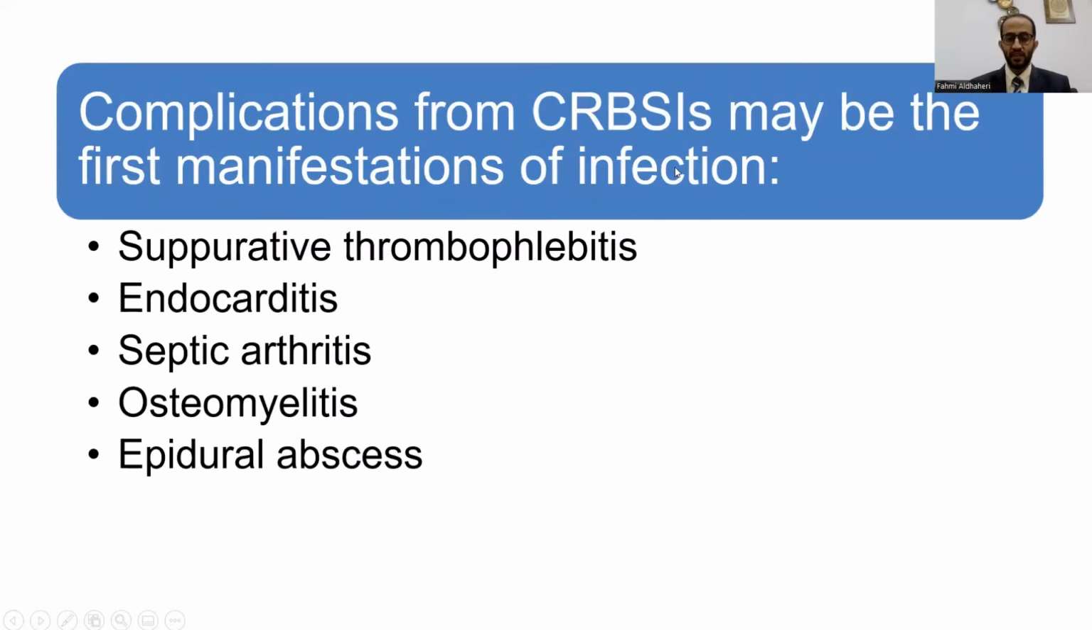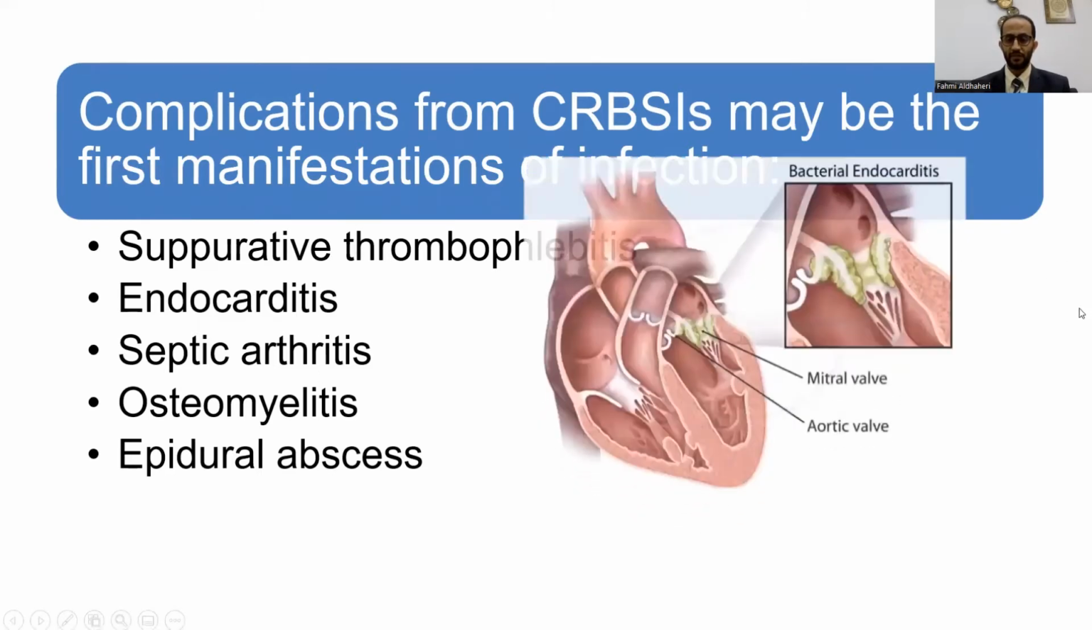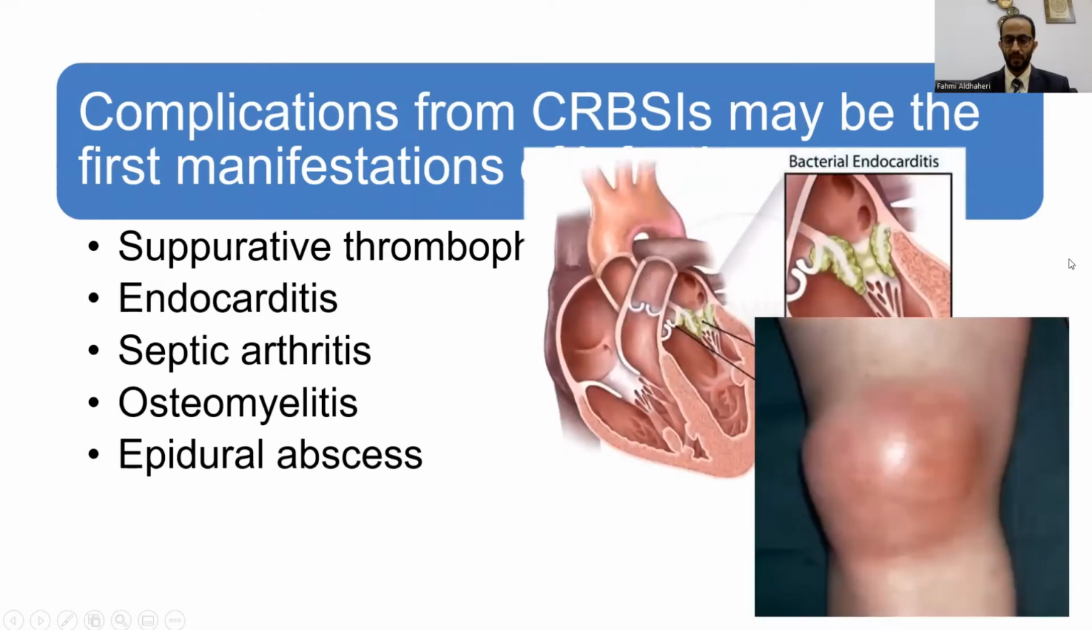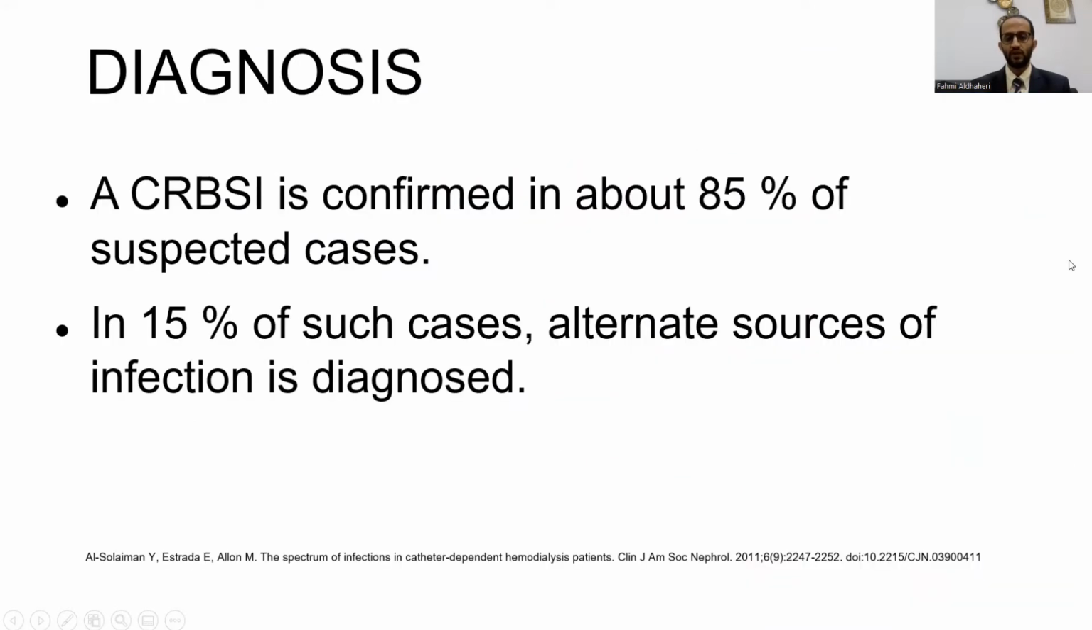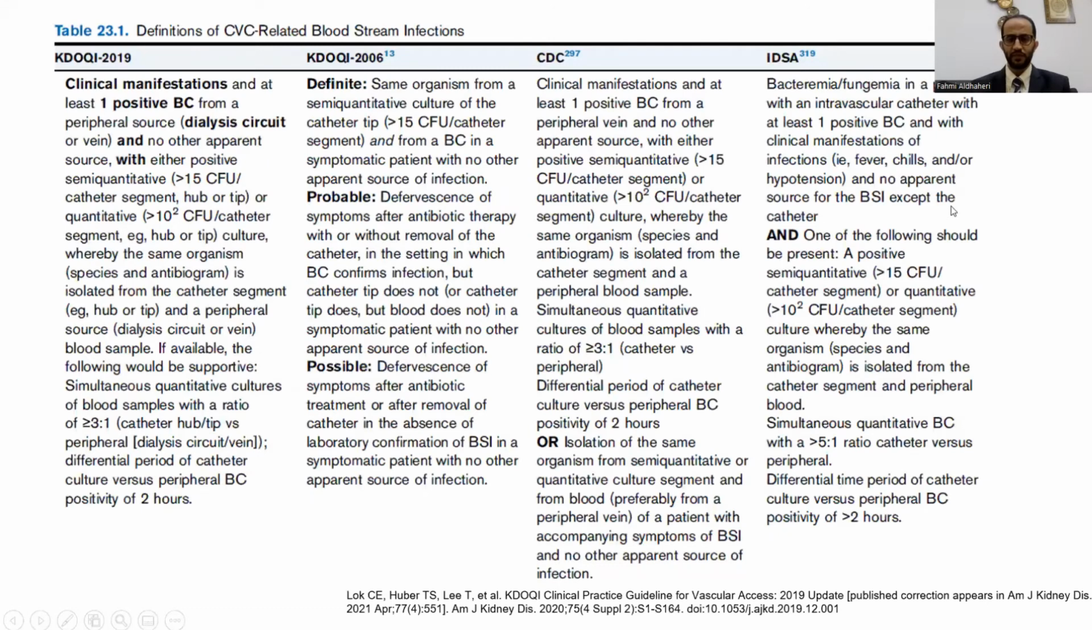Also, the patient can present with metastatic complication at the first manifestation of CRBSI. So they can present with infective endocarditis, septic arthritis, osteomyelitis, epidural abscess, or thrombophlebitis. So how to diagnose a patient with CRBSI? The diagnosis is confirmed in 85% of suspected cases, and in 15% of such cases, an alternative diagnosis is usually made.